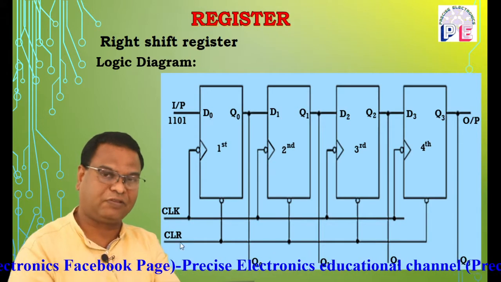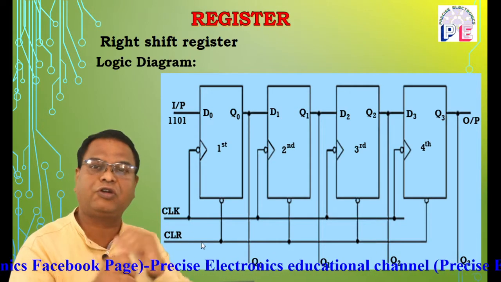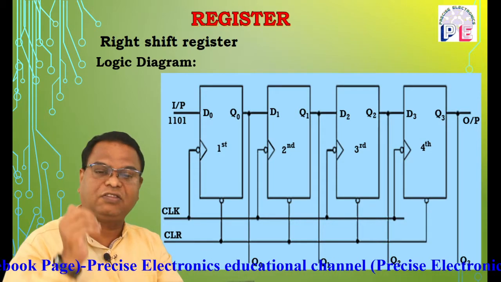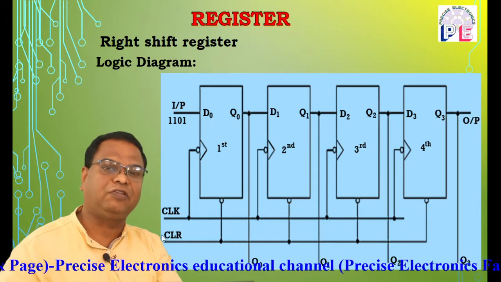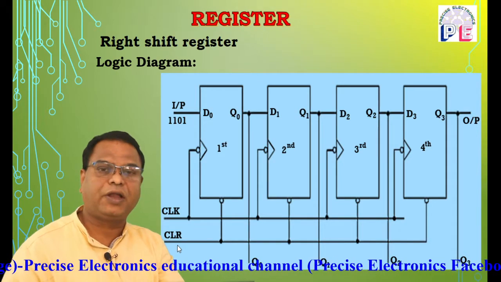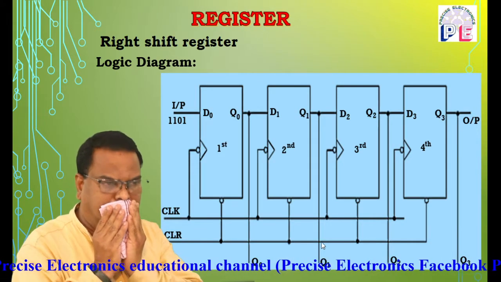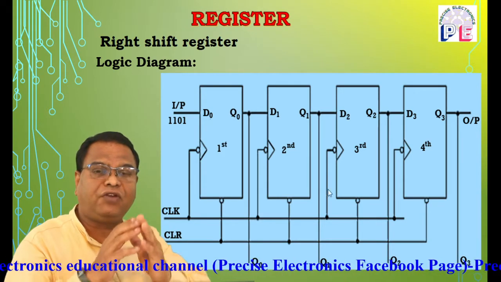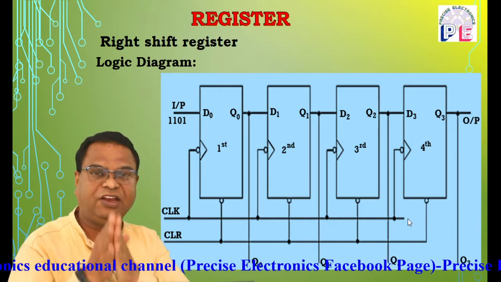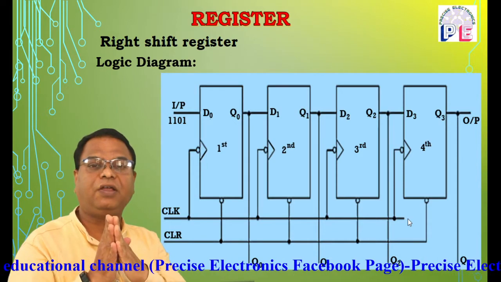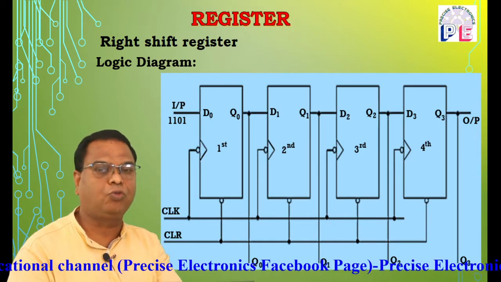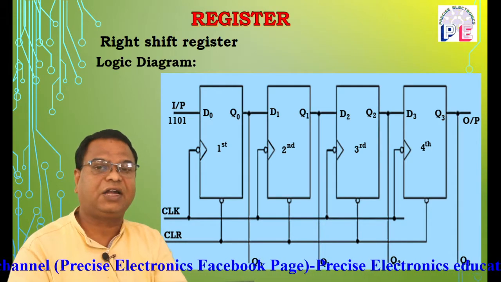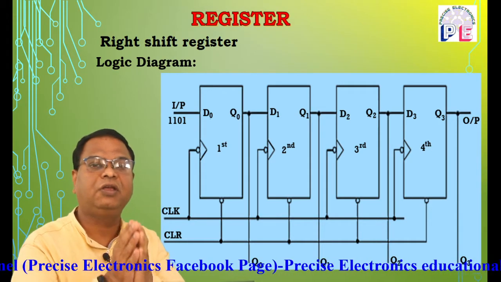At the same time, there is a clear pulse. The clock pulse is used to synchronize the operation, the sequence of operation. And in this case, the clear pulse or reset pulse is used. What is the function of the clear or reset pulse? The clear pulse is used to clear the flip-flops. At the initial stage, the flip-flop is in a random state. The output is either high or low. But before applying a data pulse, all flip-flops must be in reset mode.